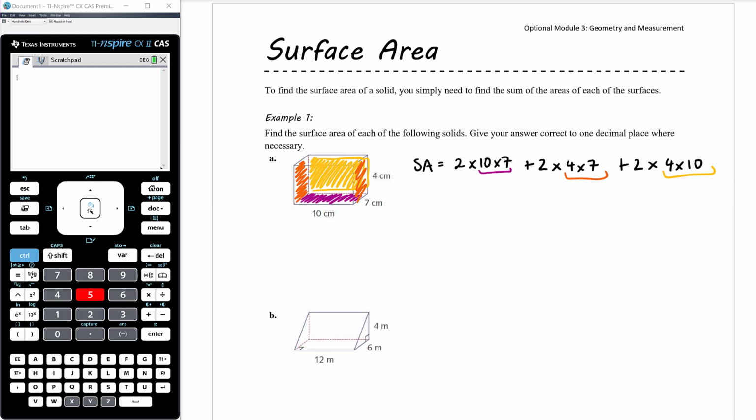So 2 times 10 is 20, times 7 will be 140, plus 2 times, or you could do 4 times 7 is 28, and double that is 56, plus 4 tens are 40, and double that is 80. Okay. So again, use your CAS at any point, wherever you need it, use it to supplement and help as needed. So 140 plus 80 plus 56 is 276, and our length units here are in centimetres, so the area units will be in centimetres squared.